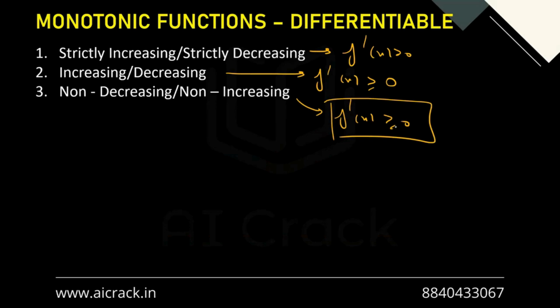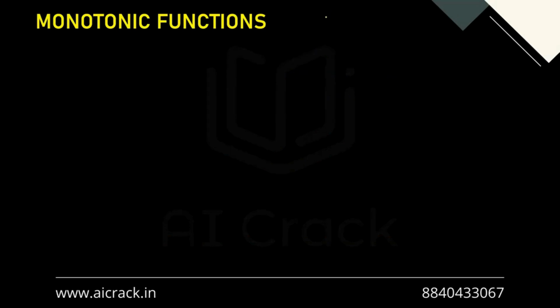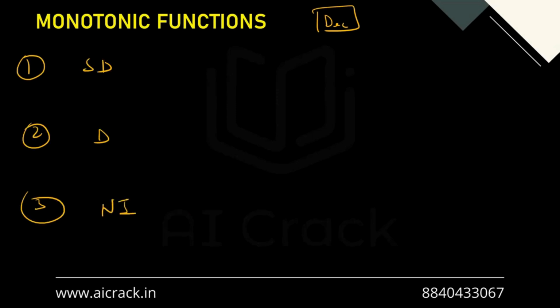The f dash x equals 0 can happen for the interval as well. Okay, and now if we talk about the second type of function, that is decreasing functions. The first major category would be strictly decreasing, second would be just decreasing, third would be non-increasing, right? Now in the first case, the condition would be f dash x should be less than 0. In this case, f dash x should be less than or equal to 0, where f dash x equals 0 can happen for a point, not for the interval.